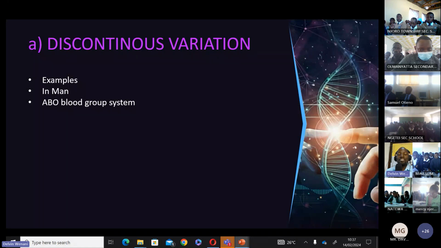If you possess antigens A or B, or if you have none, or if you have both, the antigens will be called AB. If you have one of the antigens, it will be A. If you have B as the antigen, it will be called B. But you cannot possess more than one. So that means it's discontinuous. It's either your blood group is A or blood group B.